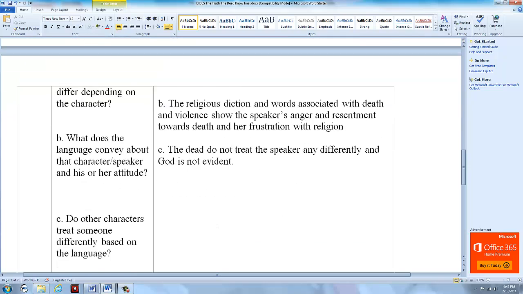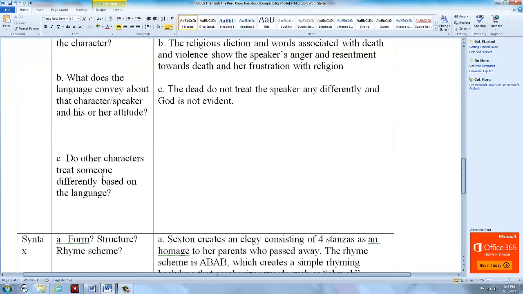Moving further down, letter C, do other characters treat someone differently based upon the language? What we notice is that the dead and God aren't really extremely evident. There's some ambiguity regarding, when she says, "and when we touch," who is being touched here? But the dead don't treat the speaker any differently, and God is not evident at all in the poem at this point.